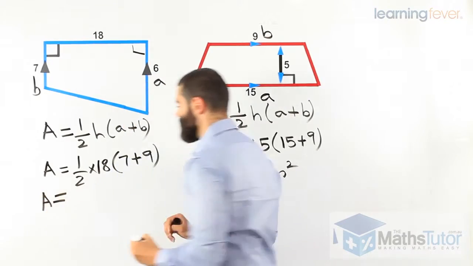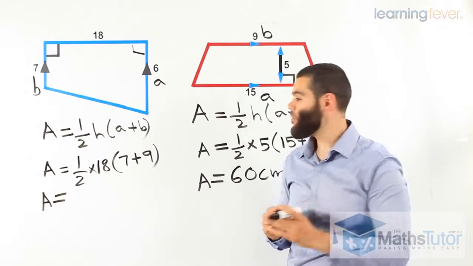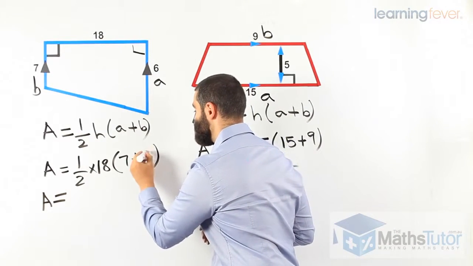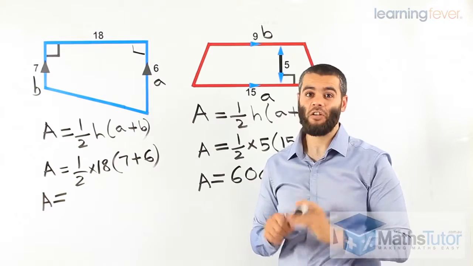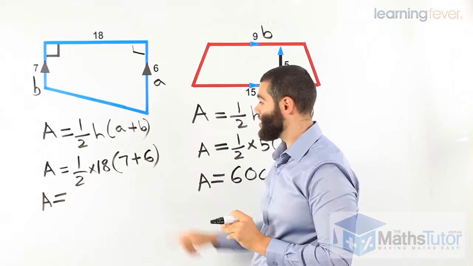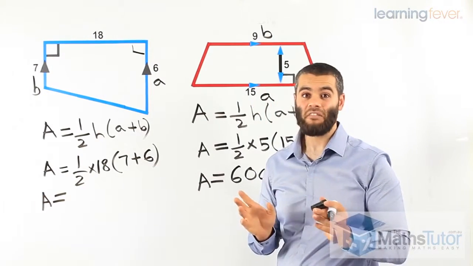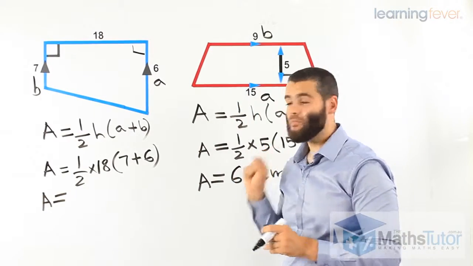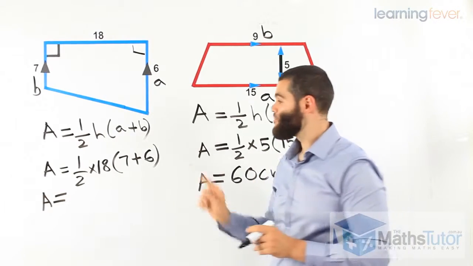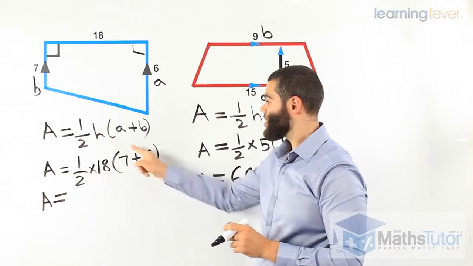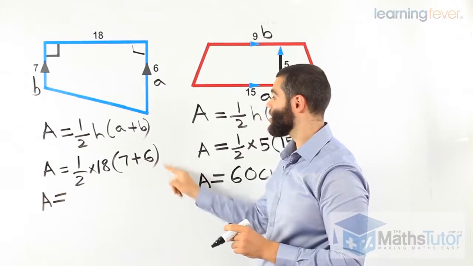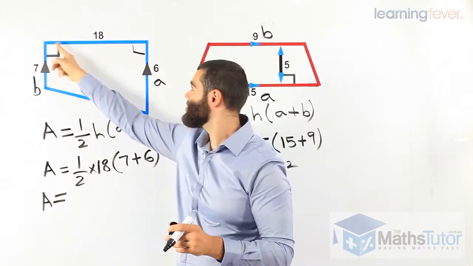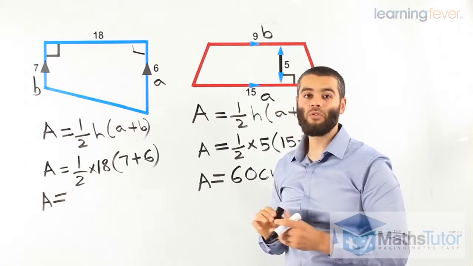Again, in your calculator, half times 18, open bracket, 7 plus 6. See how easy it is to make a mistake? Very easy. Got to be careful. Very important. It's 7 plus 6. Even teachers can make a mistake. So it's always important to double check your work. Half times 18, open bracket, 7 plus 6, close bracket. This is 7 and this is 6. Our height is 18. What do we do now?